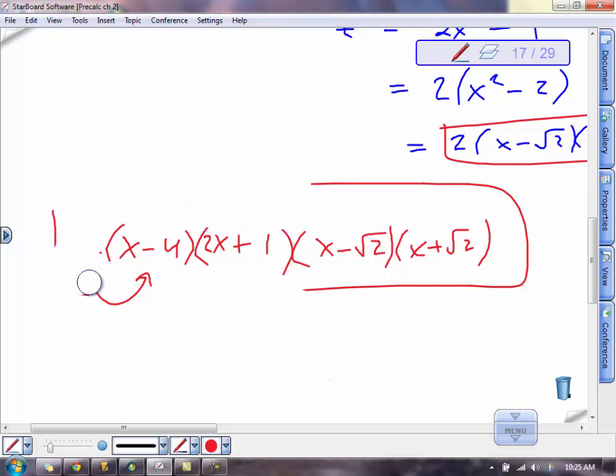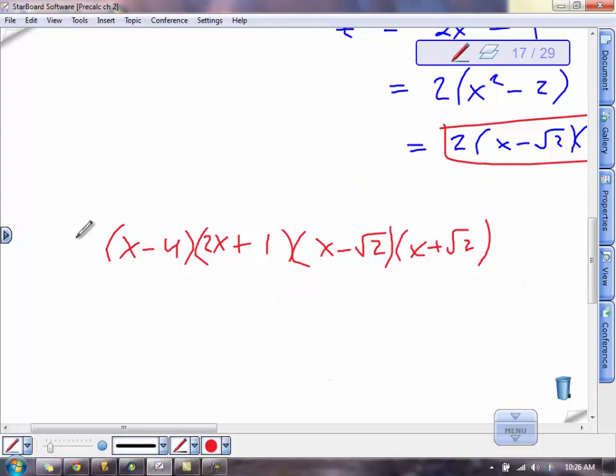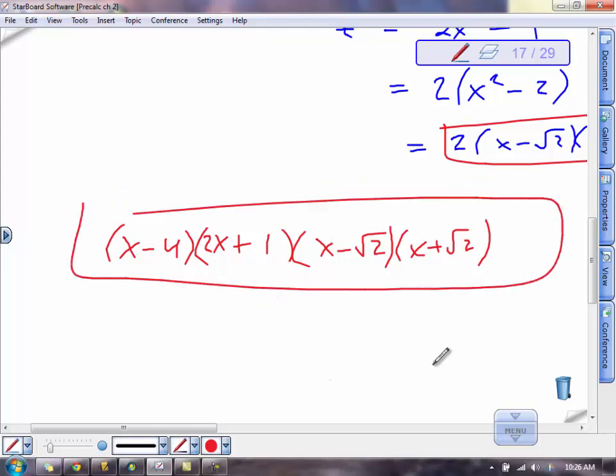That looks better. Do you even need the 2? Because you can find the zeros. I graphed it, and I checked the answer and found there were 4 zeros without the 2. So the 4 zeros are 4, negative 1/2, square root of 2, and negative square root of 2.